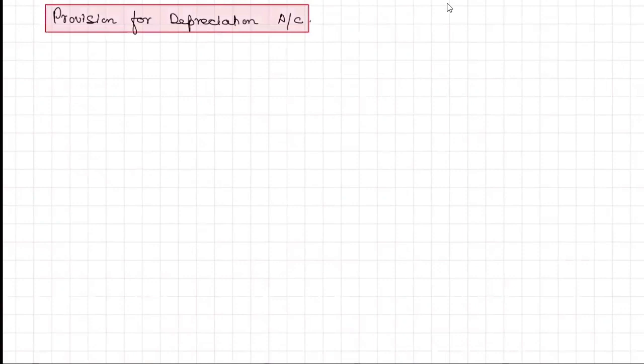Okay. Now, in simple words, what actually it is, nothing but the collected value of all depreciation. So what actually happens when we create provision for depreciation? So what actually will happen?